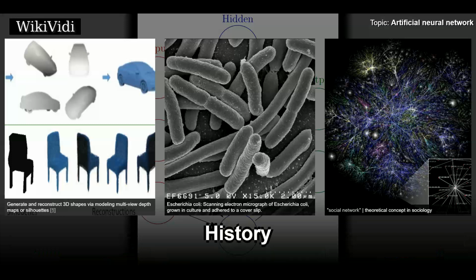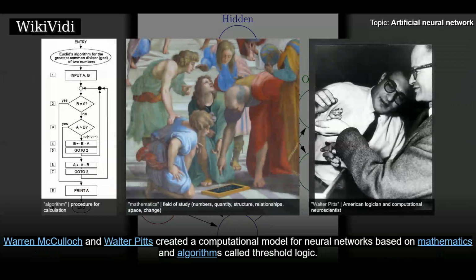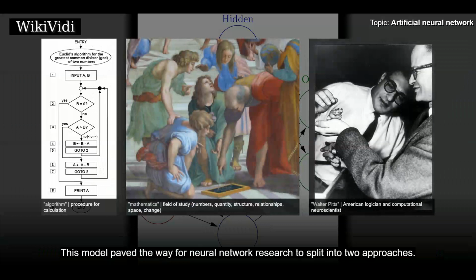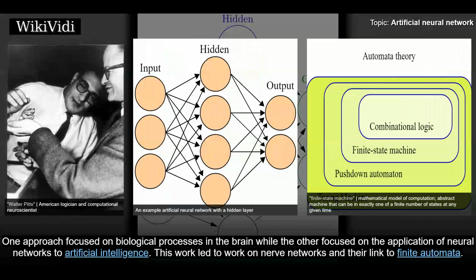History. Warren McCulloch and Walter Pitts created a computational model for neural networks based on mathematics and algorithms called threshold logic. This model paved the way for neural network research to split into two approaches. One approach focused on biological processes in the brain while the other focused on the application of neural networks to artificial intelligence. This work led to work on nerve networks and their link to finite automata.